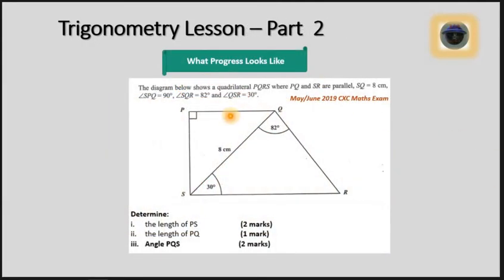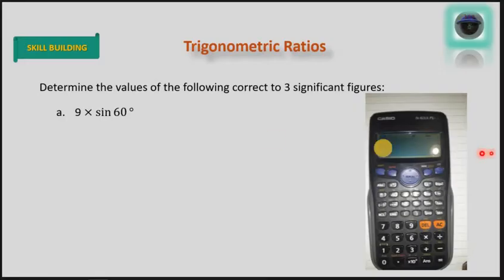This is what progress looks like. You should be able to solve problems like these. First question, determine the values of the following correct to 3 significant figures. Here's the problem: 9 times sine of 60 degrees.